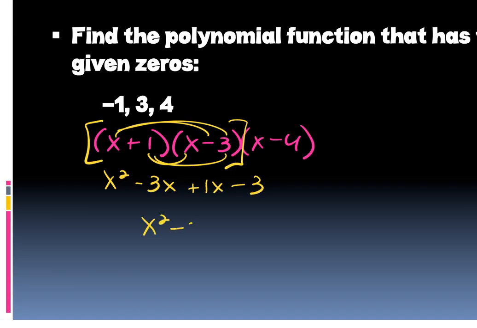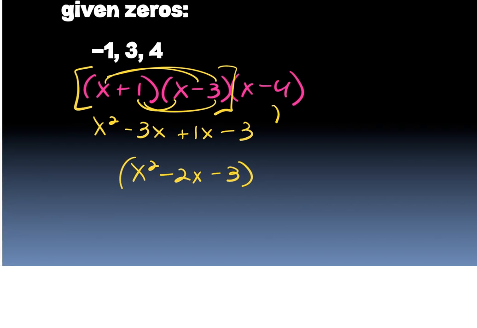Combine your like terms. And from the first 2 parentheses, I get x squared minus 2x minus 3. And then I'm going to bring down the x minus 4, and I'm going to multiply it out. So the first term goes to both. X squared times x is x to the third. X squared times negative 4 is minus 4x squared.